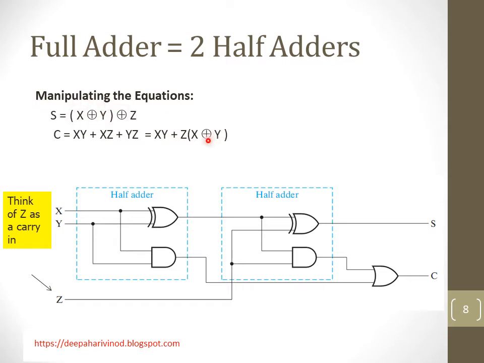By using this x XOR y, we know that the output of a half adder is x XOR y for the sum, and for the carry it is xy. So let me draw the first half adder. It will have the inputs x and y given to the XOR gate, and here I will get x XOR y. The carry out of the half adder is xy: x and y are given to the AND gate, and here I will get xy. So this is one half adder.